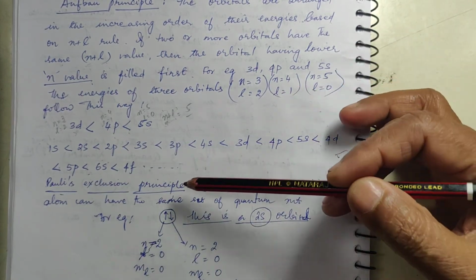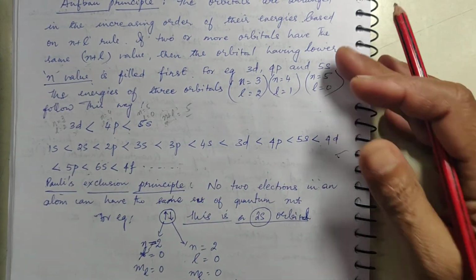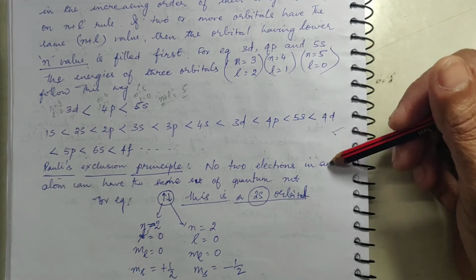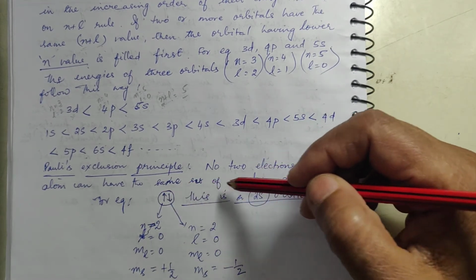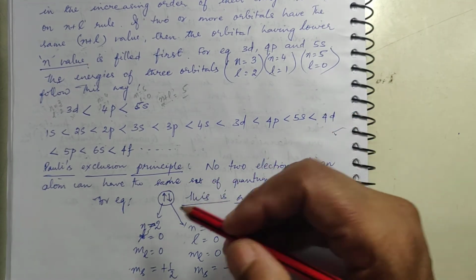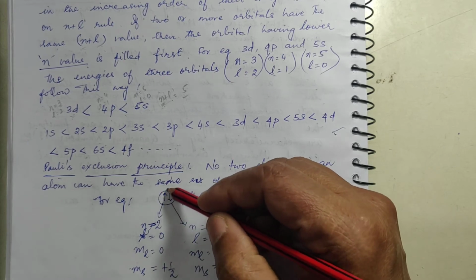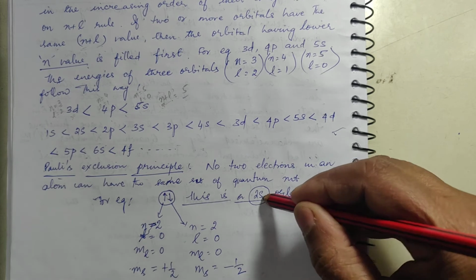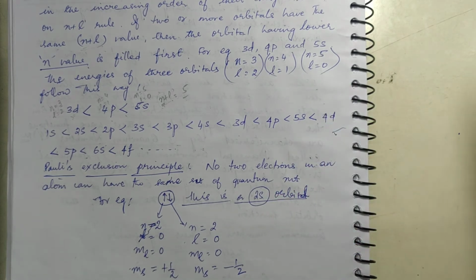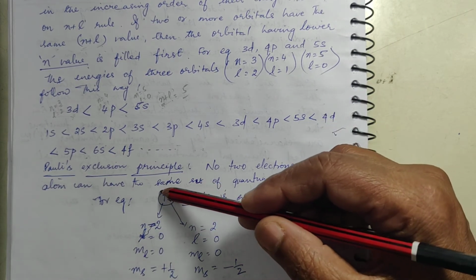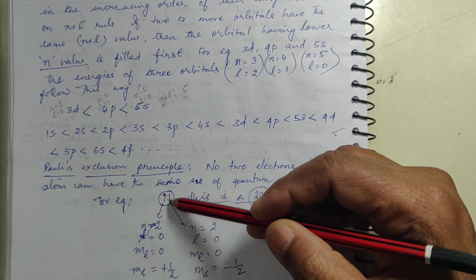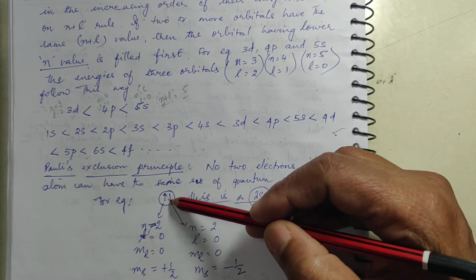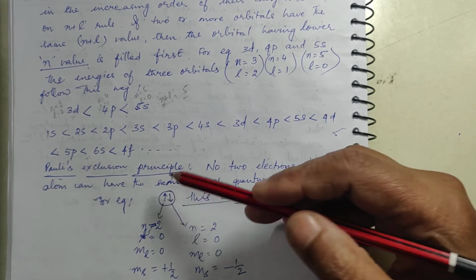Then the next one is Pauli's exclusion principle, which says that no two electrons in an atom can have the same set of quantum numbers. Now say this is an orbital having a pair of electrons. This is some orbital, say a 2s orbital or a 2p orbital, you consider anything. Now let us write the quantum numbers for each electron of this orbital.